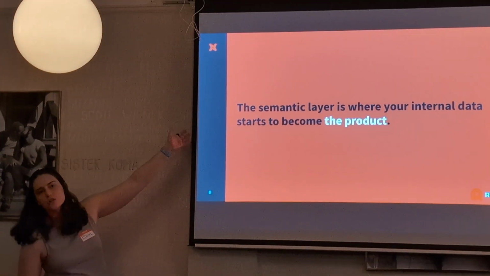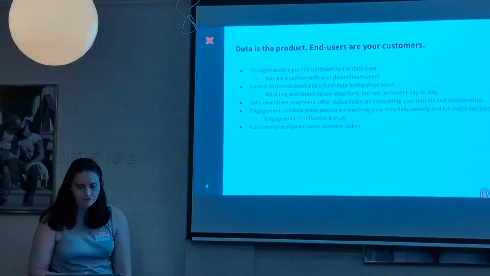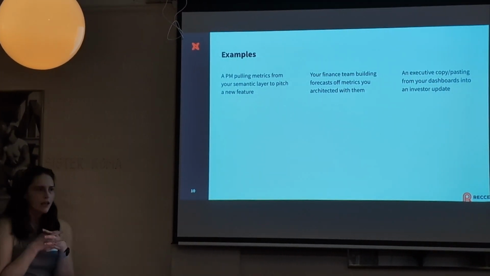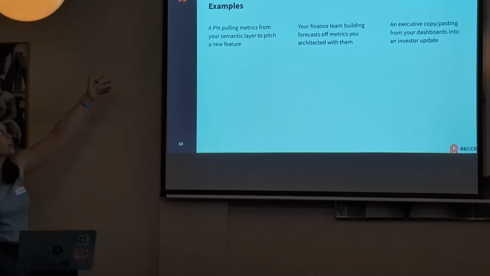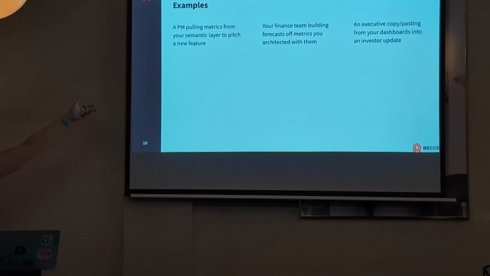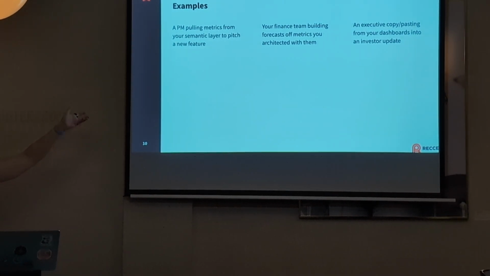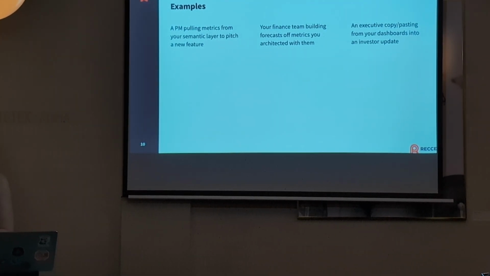Right here is where I think the big change point is, where it starts to become the product: your internal data. I kind of touched on this already, getting ahead of my slides. What I mean specifically for us is a PM pulling metrics from a semantic layer to pitch a new feature. They're accessing the BI tool, pulling it in a query. Your finance team is building forecasts off of metrics that you architected with them. Or an executive is copying and pasting from your dashboards into an investor update. These are things we don't always think about, but we are building products. Our data is the product, and our customers are these people using it to make decisions.